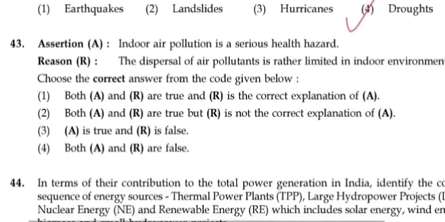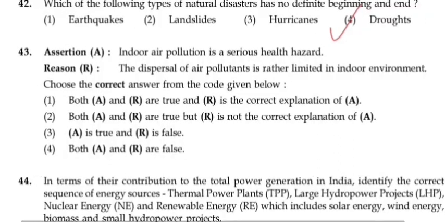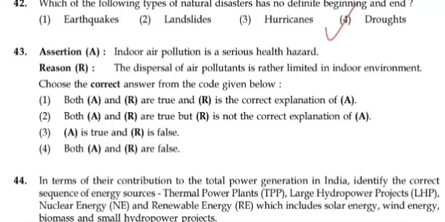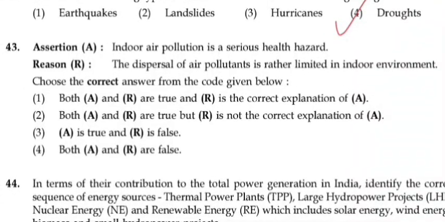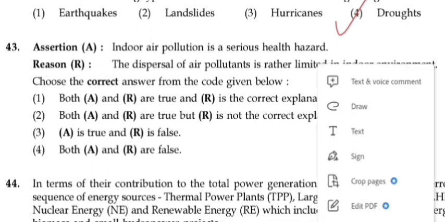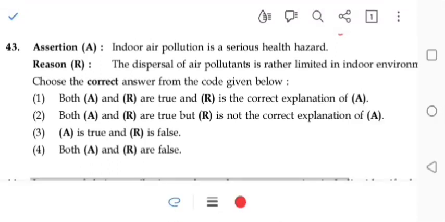43, assertion A, reason R. A is saying indoor air pollution is a serious health hazard. Reason is saying the dispersal of air pollutants is rather limited in indoor environment. Choose the correct answer from the code given below. So these are the options. Please read it by yourself. I have read enough. 43 the correct option will be both assertion and reason are true, and reason is the correct explanation of assertion.